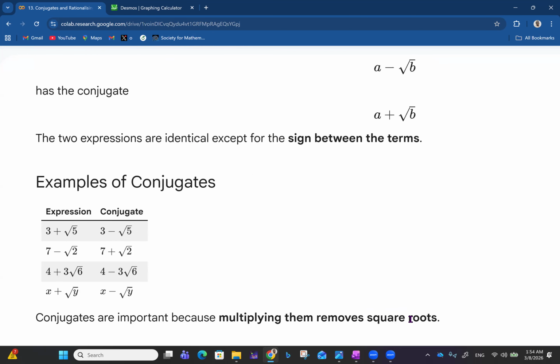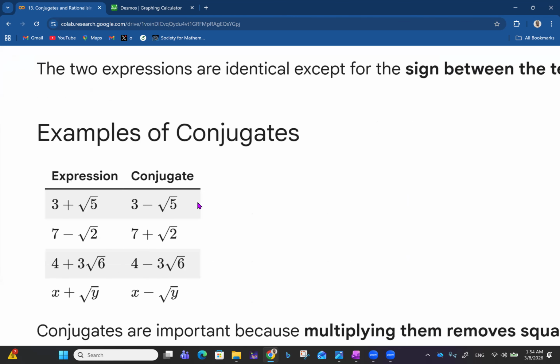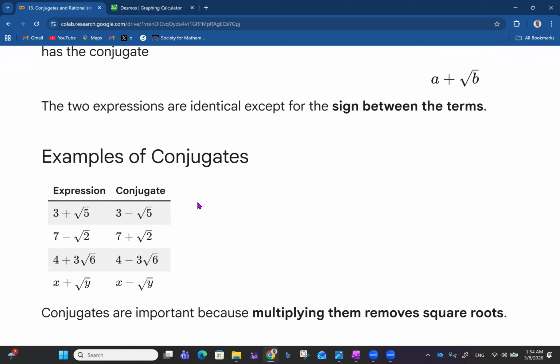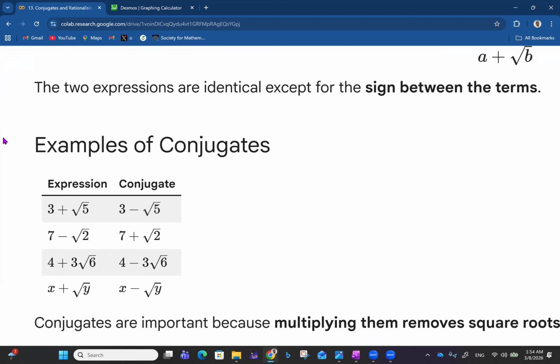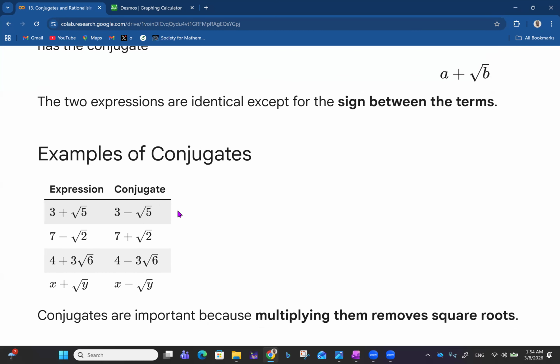We can see we have an array of conjugates. Examples of conjugates right here, if I may expand this a bit more. If you have 3 plus root 5, the conjugate is 3 minus root 5. If you have 7 minus root 2, the conjugate is 7 plus root 2. If you have 4 plus 3 root 6, the conjugate is 4 minus 3 root 6. If you have x plus root y, the conjugate is x minus root y.